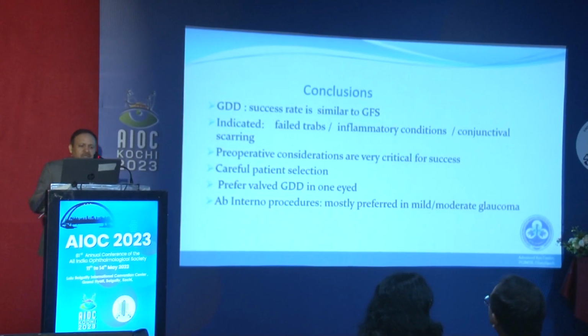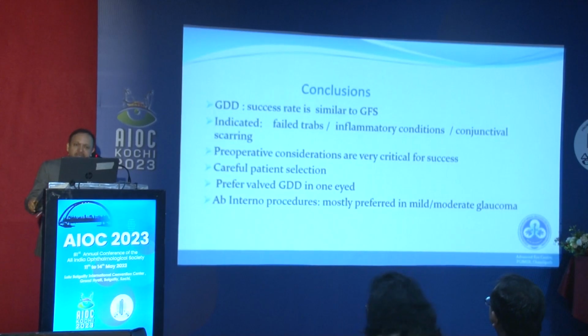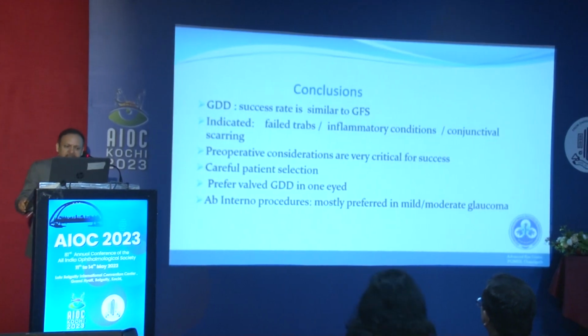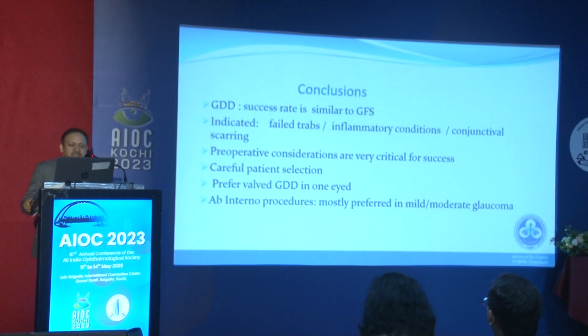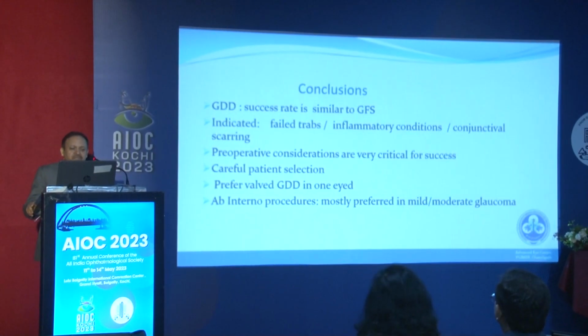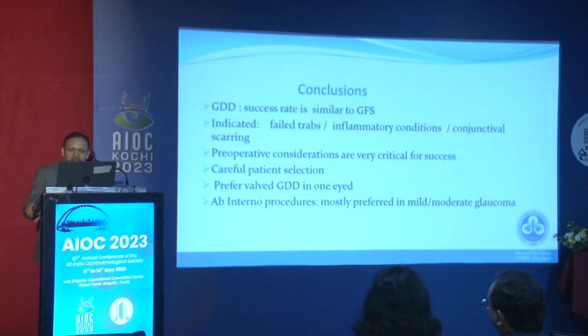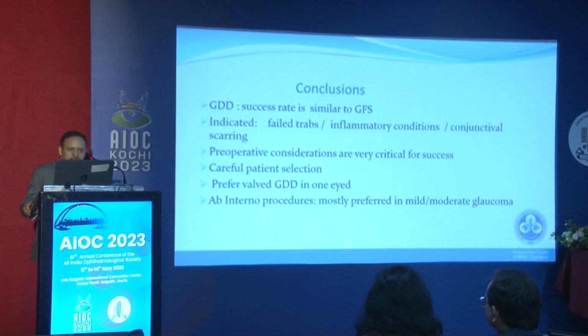So in conclusion, GDD success rate is similar to GFS, but it is indicated in failed trab or inflammatory conditions where there is a lot of conjunctival scarring. Preoperative consideration, especially in inflammatory glaucomas, and careful patient selection are needed. Valved GDDs are preferred in one-eyed patients, and ab interno procedures are mostly preferred in mild and moderate glaucoma.